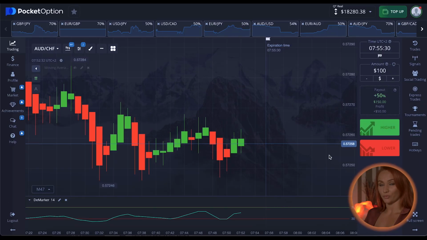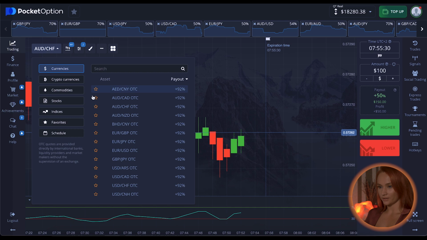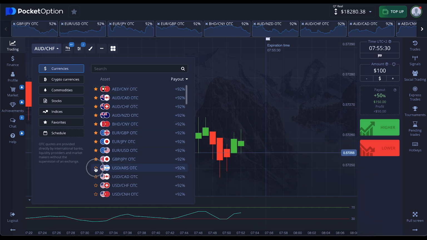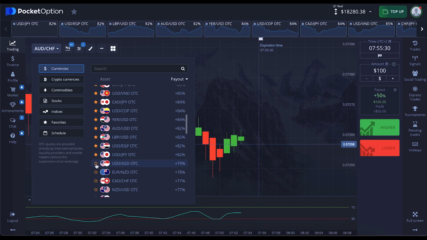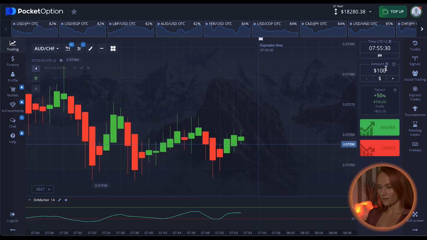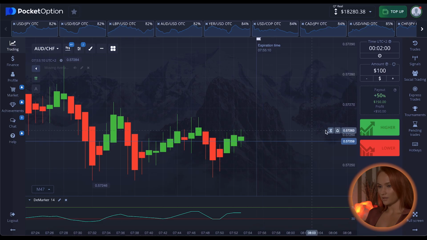Practice using the DeMarker indicator. I'm going to start by selecting currency pairs above 80%. Excellent. I set the deal time for 2 minutes, and I start with the amount of $100.